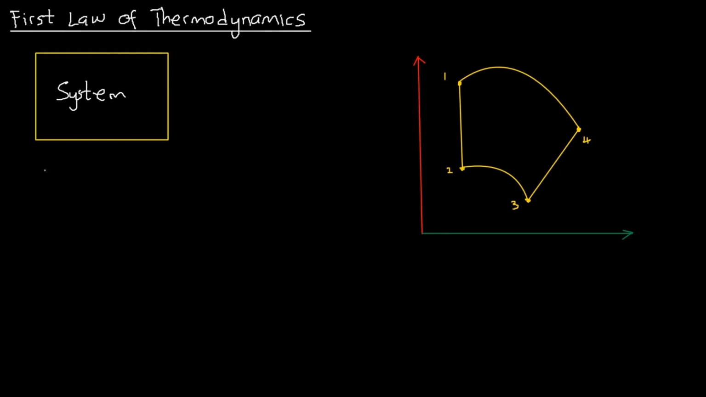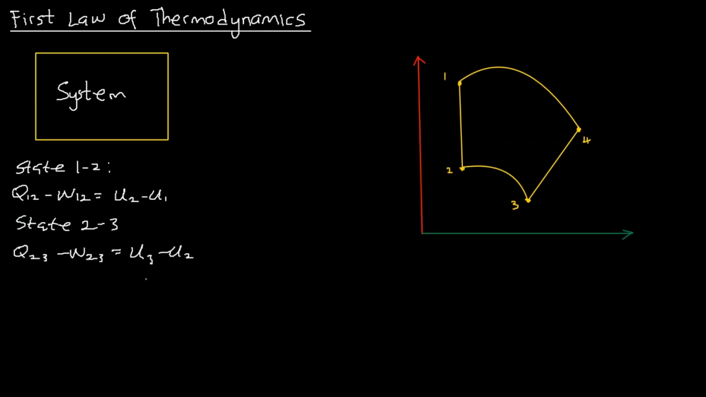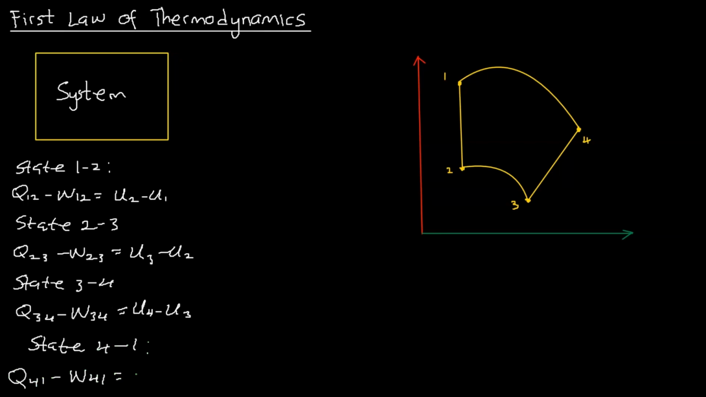We can write the energy equations for each process. So, from state 1 to 2, Q12 minus W12 equals U2 minus U1. State 2 to 3, Q23 minus W23 equals U3 minus U2. State 3 to 4, Q34 minus W34 equals U4 minus U3. And for state 4 to 1, Q41 minus W41 equals U1 minus U4.